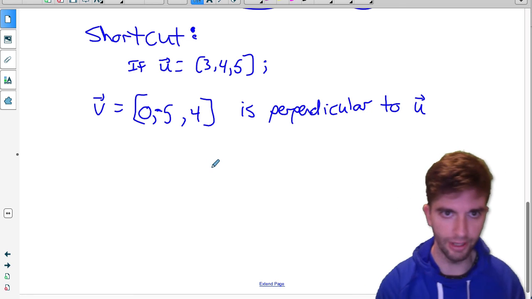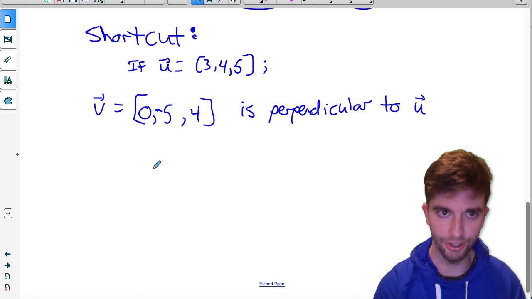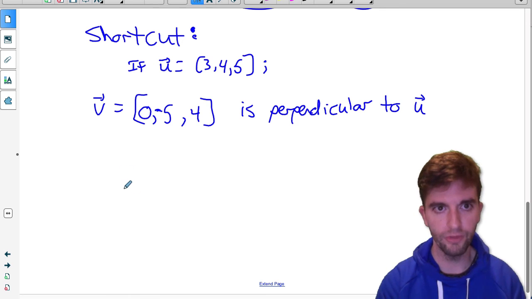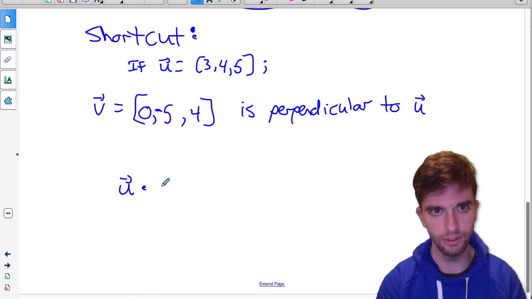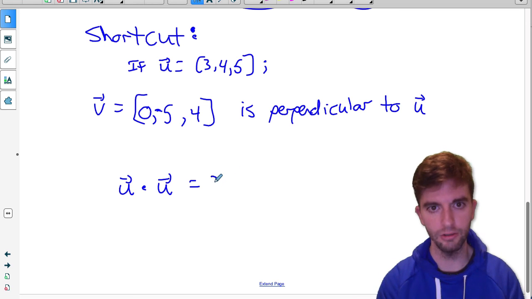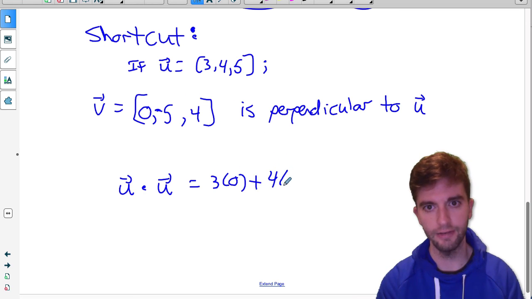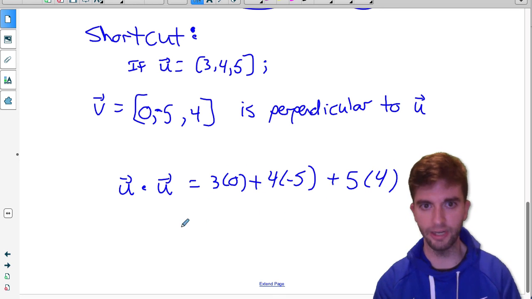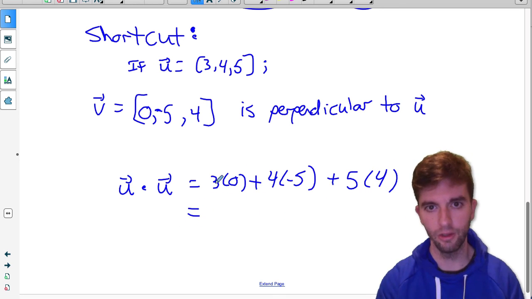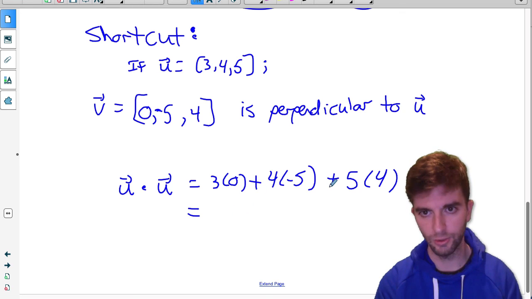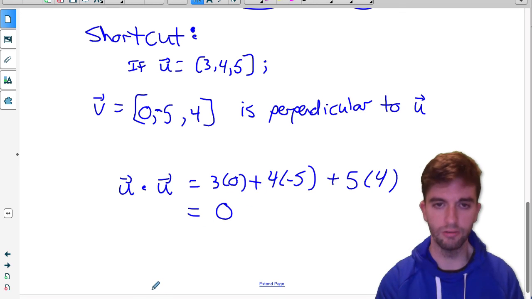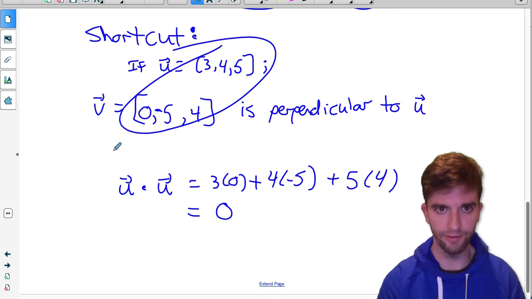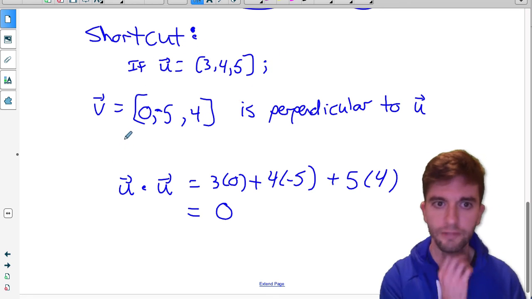And let me prove to you that doing this method actually guarantees that the dot product is 0. So let's prove the dot product is 0. u dot v would equal 3 times 0 plus 4 times negative 5 plus 5 times 4. And if this dot product is 0, that proves algebraically that they are in fact perpendicular. So I've got 0 minus 20 plus 20. That's 0. So the dot product of those two vectors is 0, so that proves to you that these are in fact perpendicular, so that shortcut does work.